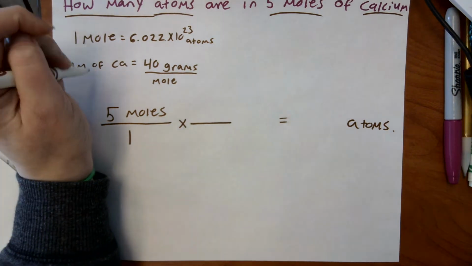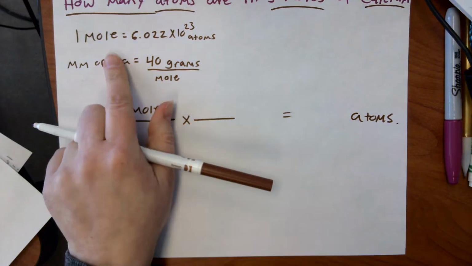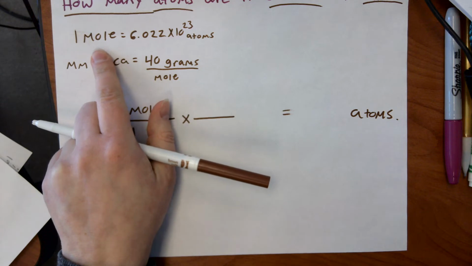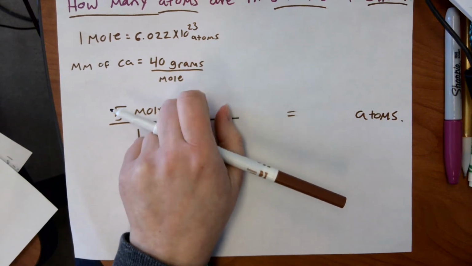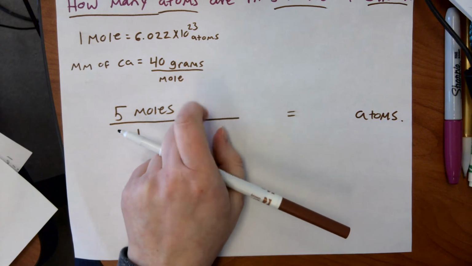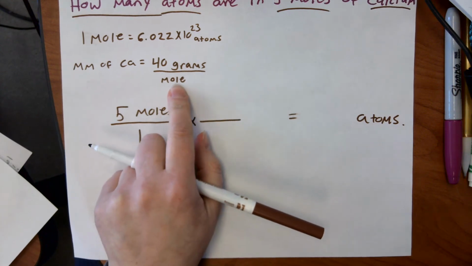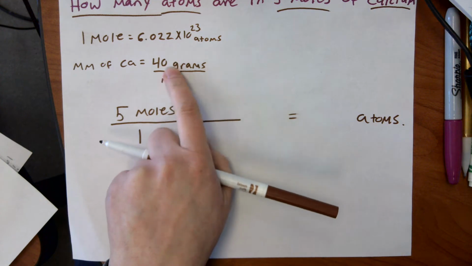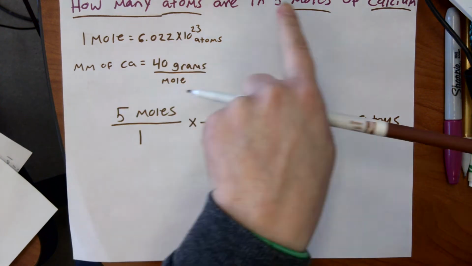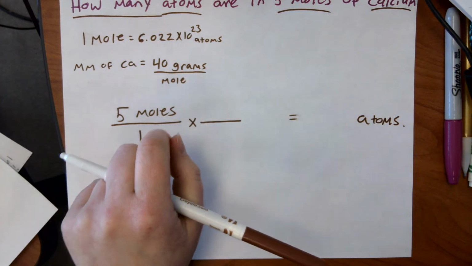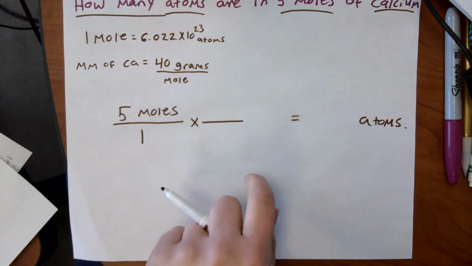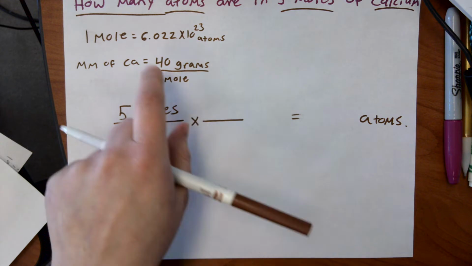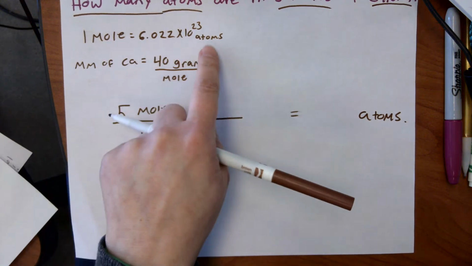If we look at our 2 conversion factors we have here, this has mole in it, and it has atoms in it too. This one down here has grams in it and moles. It doesn't have both. It has grams, which it doesn't even talk about up here us wanting. So I don't think we need this conversion factor in our equation down here. This one has both, which is ideal.